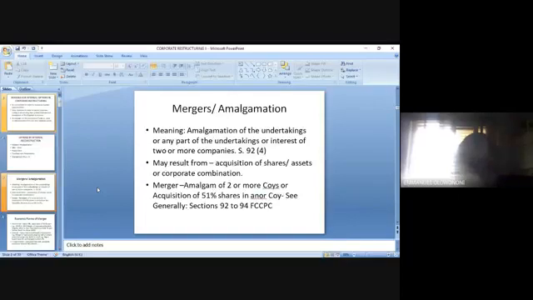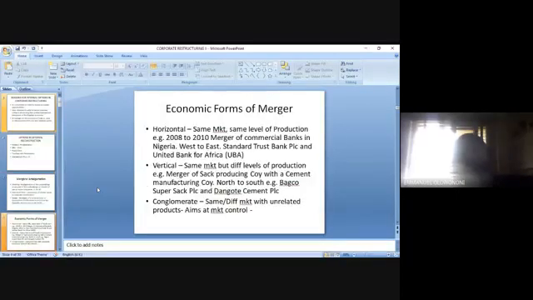What are the various economic forms of merger? There are basically three economic forms of merger. A merger could be horizontal, a merger could be vertical, a merger could be a conglomerate. So let's start with conglomerate. When you say the economic form of a merger is a conglomerate, you are saying two companies operating in different markets with unrelated products come together to merge. Then you say that is a conglomerate. In other words, the two companies are not related, whether by way of raw material, they have no connection really.